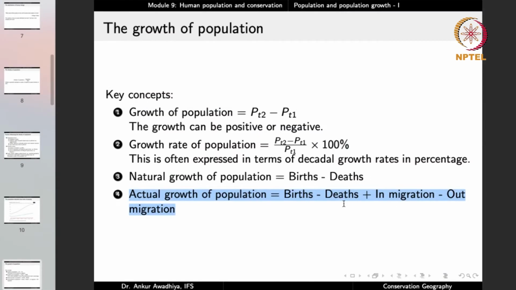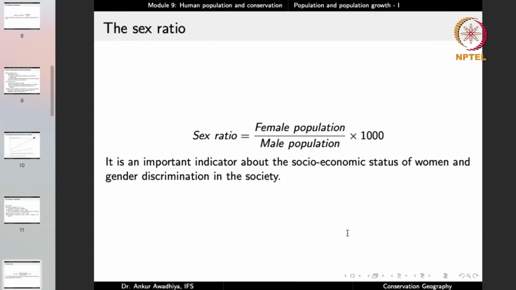So you have birth minus death plus in migration, people who are coming in, minus out migration, people who are going out. And in this context, we also should be mindful of the sex ratio of the population. The sex ratio is defined as the female population divided by the male population into 1000.